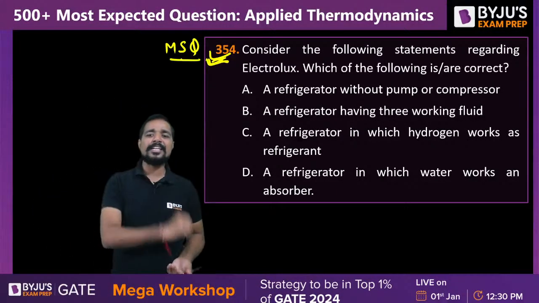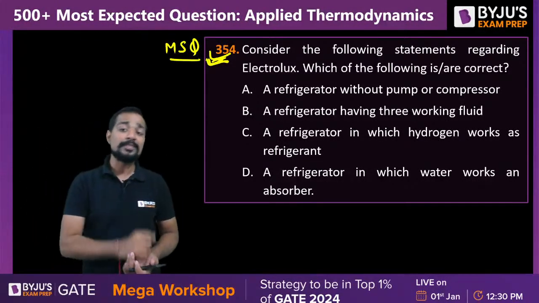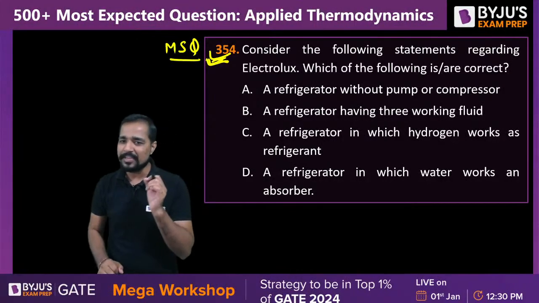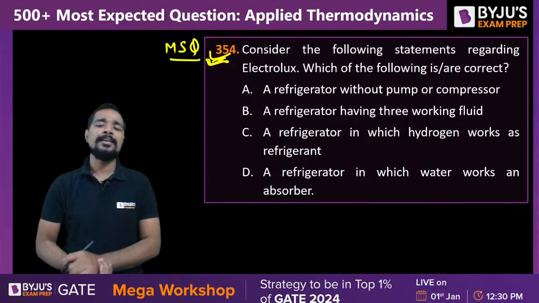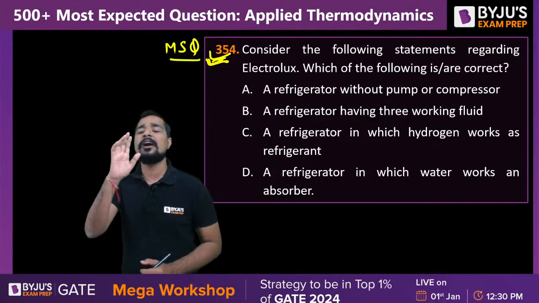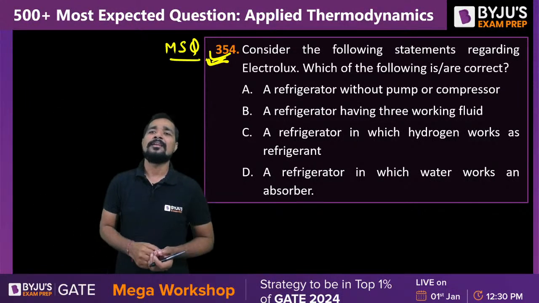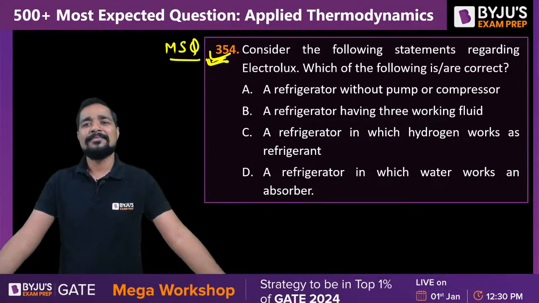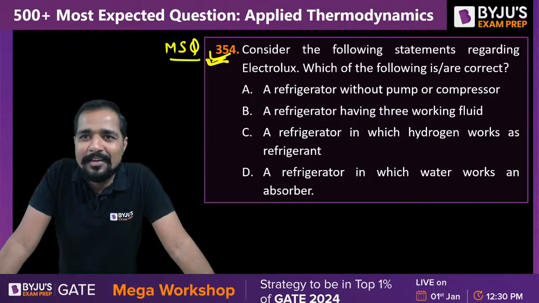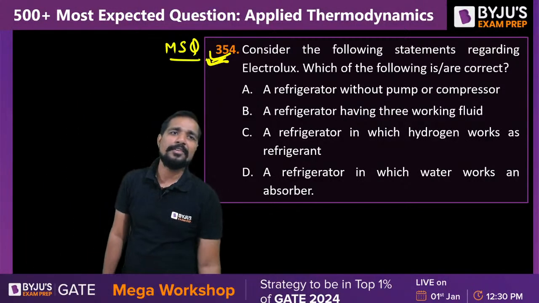It is the refrigerator without pump or compressor. It is the refrigerator having three working media. The refrigerator in which hydrogen works as the refrigerant. The refrigerator in which water works as the absorber, my dear. Very good, Kiran. Very nice, wonderful. Kalyan, I am waiting for the answer. A, B, D will be the answer. I think you are... A, B, D will be the correct answer.